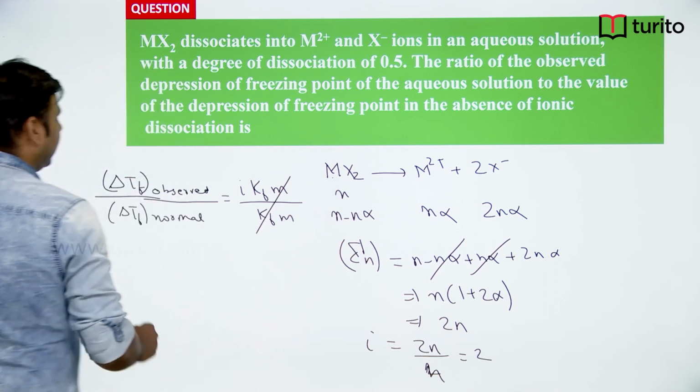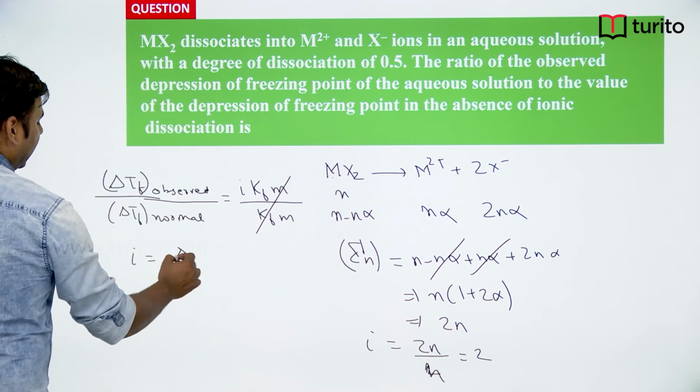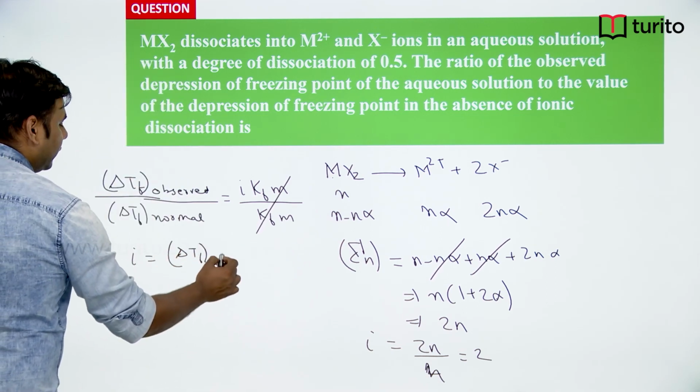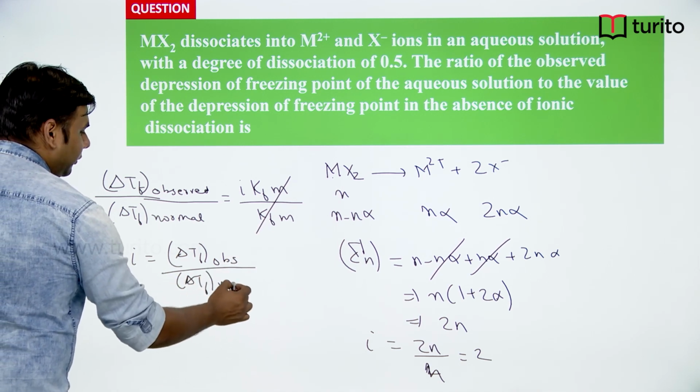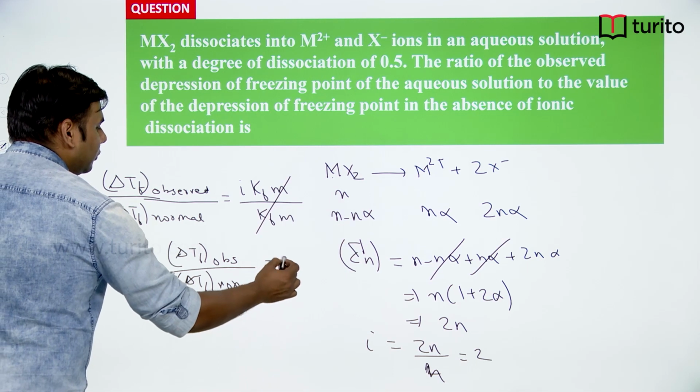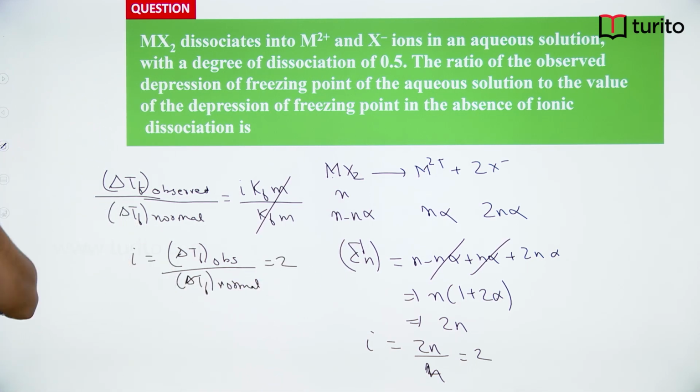So we know that the ratio is the Van 't Hoff factor, ΔTf observed upon ΔTf normal. Okay, so the answer would be 2 in this case, because the Van 't Hoff factor is 2.